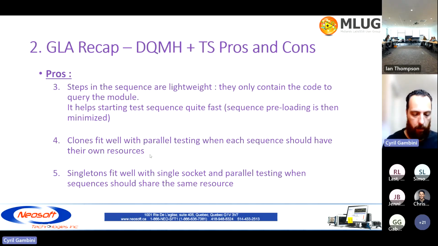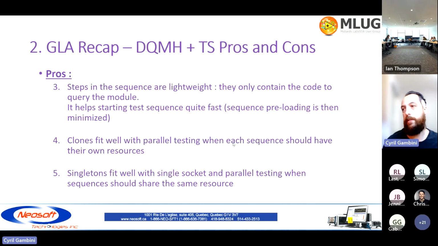Steps in the sequence are lightweight, so actually your active code is not running in the sequence, only the requests are. So you're just sending requests and getting feedback, and the actual code that would control, for example, a PSU or whatever, is not running in the sequence. So it's really lightweight. It will help with loading, for example, your modules or your sequence in memory. When starting a new UUT, you can actually start quite fast. It's a pro, but it can be a con also. We'll see that after, because the actual code is not running in the sequence. It's running in parallel in the module.